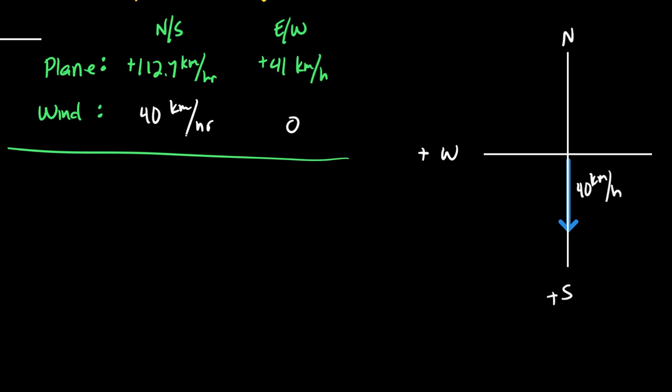Are we all good? Now, you can, and some people will, turn these into mathematical sentences by putting unit vector values after these and add them together and write plane's velocity as 112.7 y hat plus 41 x hat. That way you can only add the y things together and the x things together. I think just keeping a little chart here is okay. There's lots of different ways to do this.